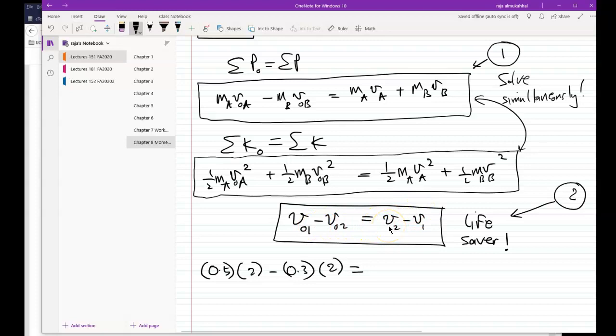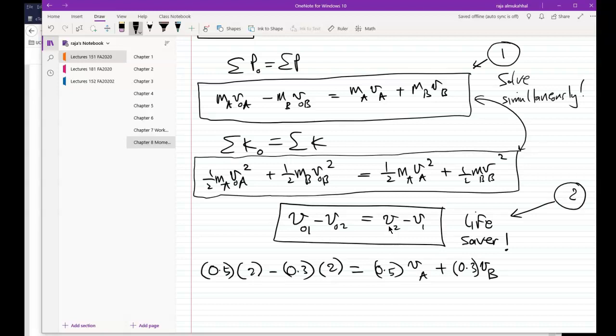So MA is going to be 0.5 times VA. I meant MA. MA is 0.5 times VA. I don't know what VA is. I don't know what direction. Up, down, left, right? I don't know. Just leave it like that. Plus M sub B, and that's going to be 0.3 VB. Got it? There it is.